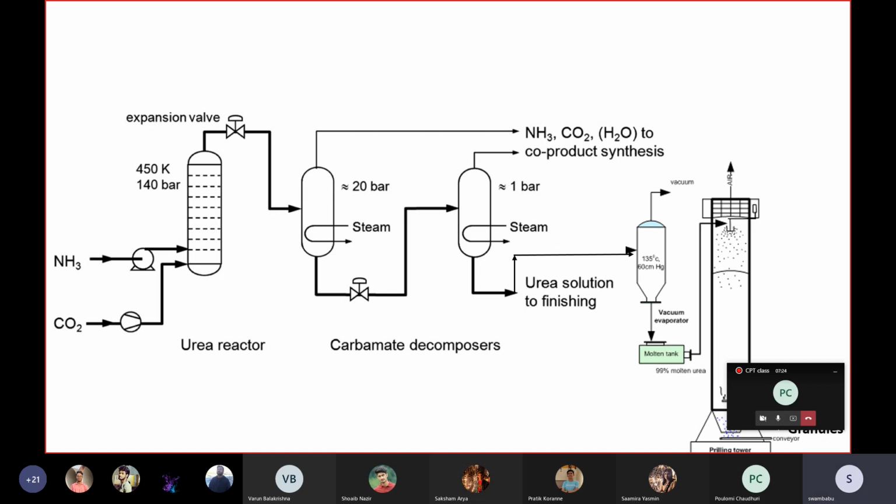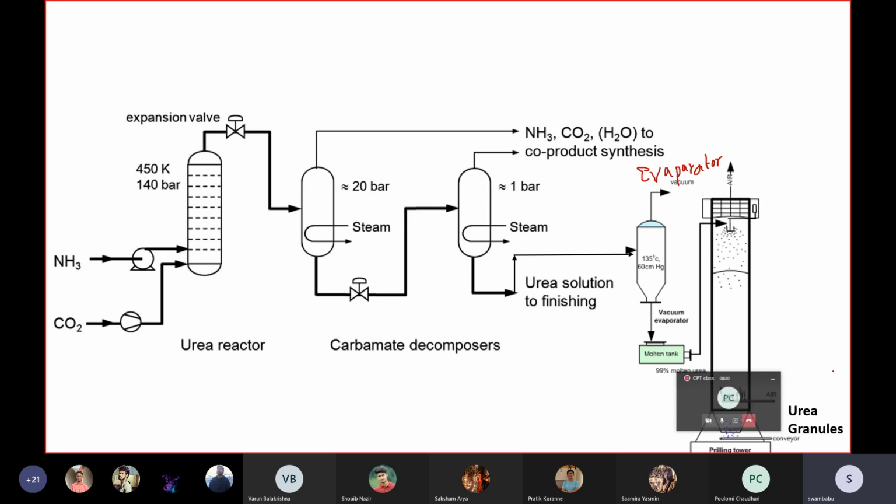The urea solution has water, so we want to make it concentrated, like a molten salt. So we have here the vacuum evaporator. You might have learned about this evaporation process either in a heat transfer course or process equipment design. It's a typical heat exchanger with vacuum applied, that is the vacuum evaporator. Usually this vacuum evaporator operates at 660 centimeters of mercury vacuum. After this evaporation, you will get the molten urea.